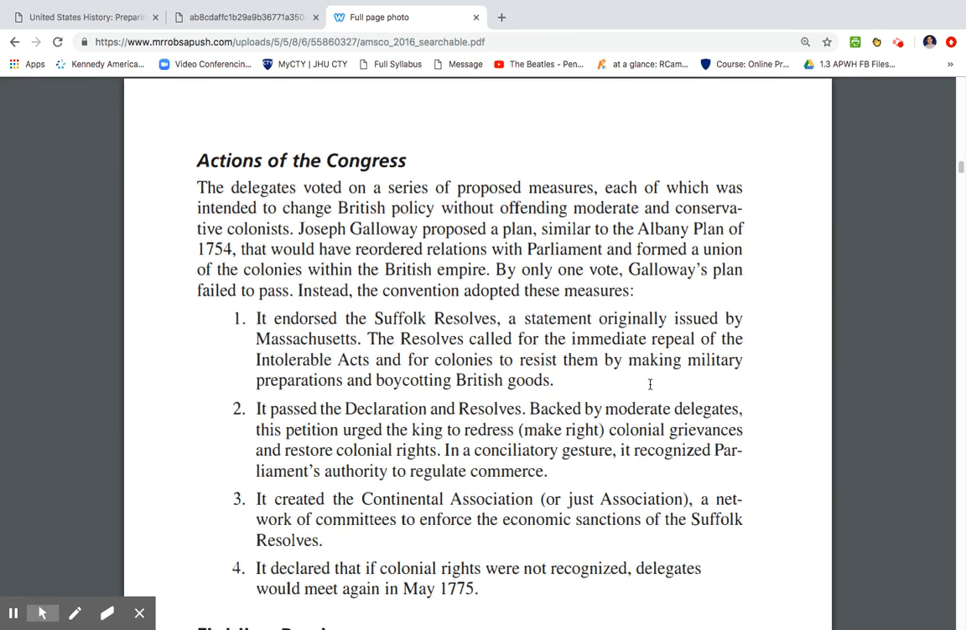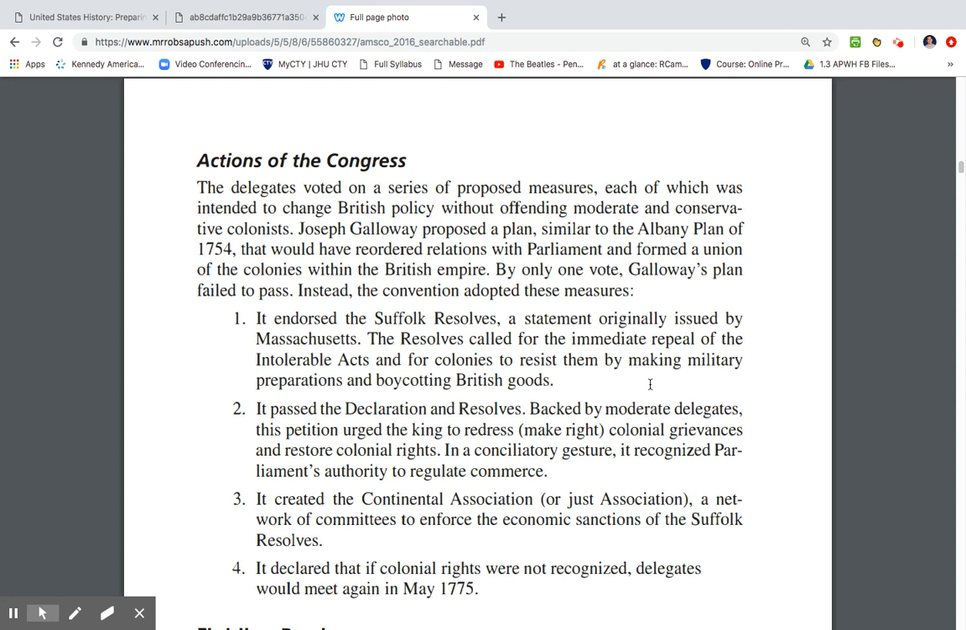Actions of Congress. The delegates voted on a series of proposed measures, each of which intended to change policy without offending moderate and conservative colonists. Joseph Galloway proposed a plan similar to the Albany Plan that would have reordered relations with Parliament and formed a union of the colonies within the British Empire. By only one vote, Galloway's plan failed to pass. Instead, the convention adopted these measures.